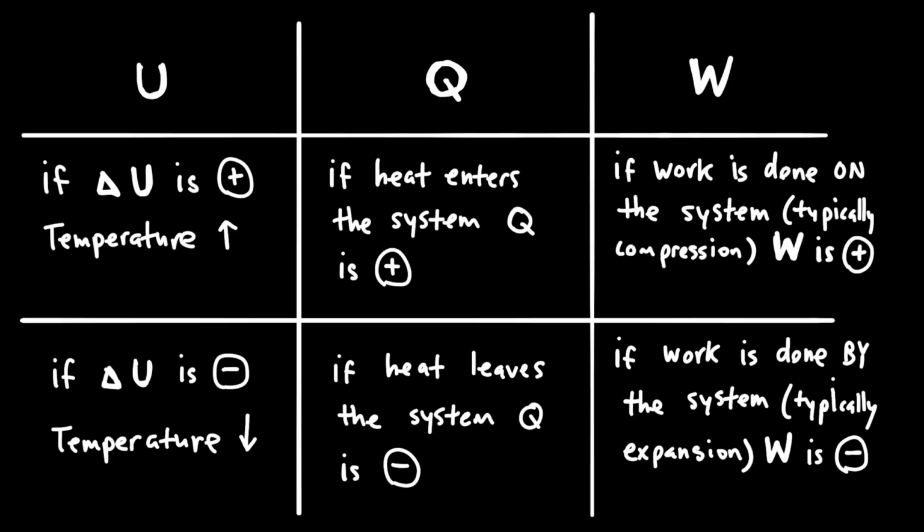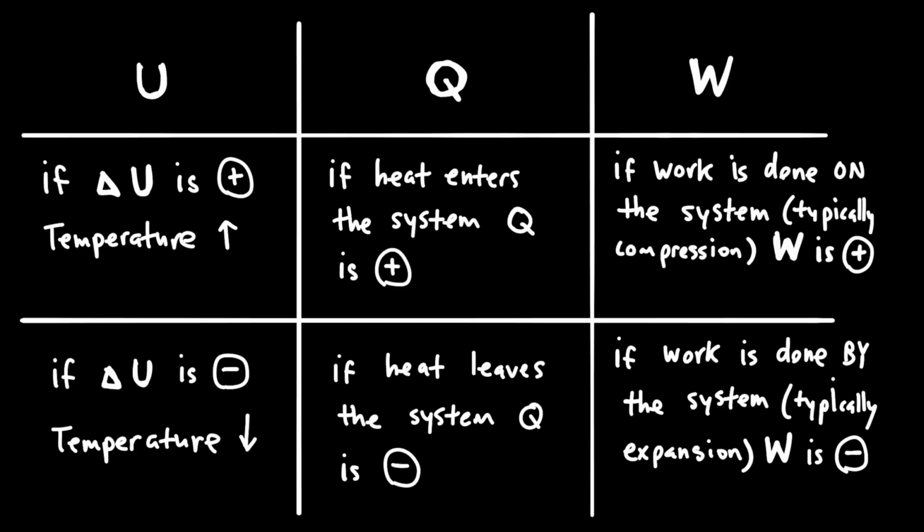So first off, if delta U, the internal energy, is positive, then that means the temperature has increased. Or if the temperature is increasing, then you know that delta U should have a positive value. And similarly, if delta U is negative, then you know the temperature has decreased. And with those two things together, if delta U is 0, then that means the temperature is not changing. So if there's ever a case where you're asked to apply the first law of thermodynamics and you know that the temperature is not changing, then you know delta U is equal to 0.